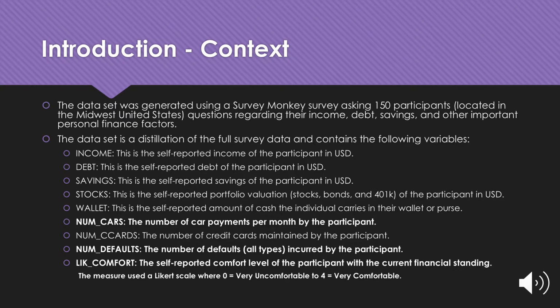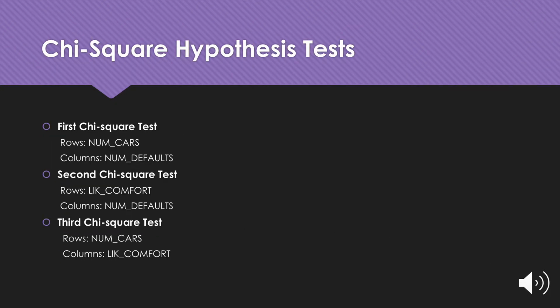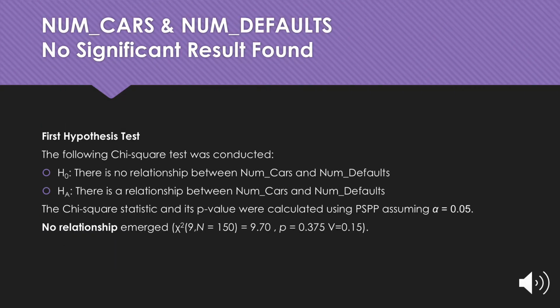We'll look at the 3 hypothesis tests today. The first hypothesis test is looking at the NAM cars and NAM defaults, where the null hypothesis says there is no relationship between NAM cars and NAM defaults. The alternative hypothesis says there is a relationship between NAM cars and NAM defaults. The chi-square statistic and its p-value were calculated using PSPP, assuming an alpha of 0.05. It found no relationship emerged in the chi-square.